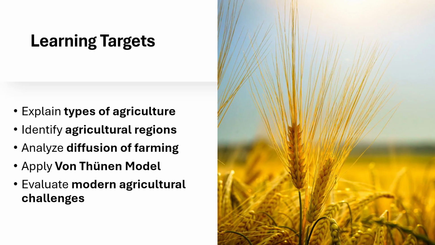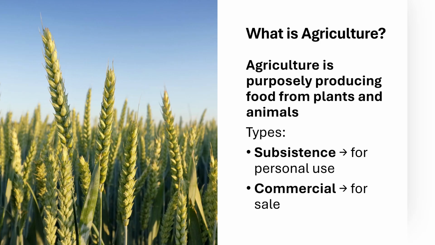Our learning targets for today will be explaining the types of agriculture, identifying agricultural regions, analyzing diffusion of farming, applying the von Thunen model, and evaluating modern agricultural challenges. Let's start out with the most basic question.